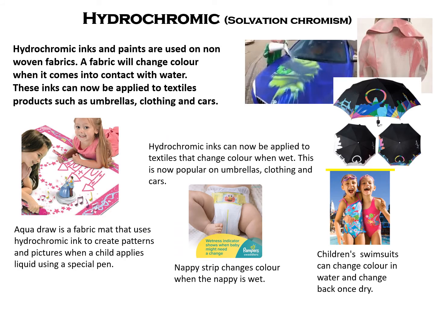Hydrochromic fabrics change colour with water. This can be applied through inks or a fabric. They have generally been used for fun things like creating toys for children such as Aquadraw. They've also been used on children's costumes and umbrellas. But more recently they have become really popular in the nappy category, as they have applied a different ink onto the nappies so that it changes colour when it becomes wet, indicating that the baby needs changing.